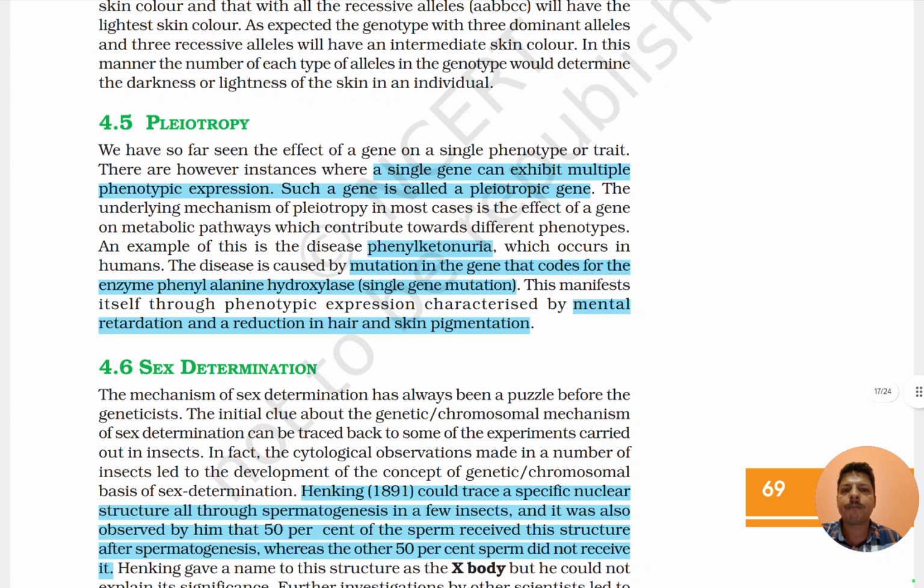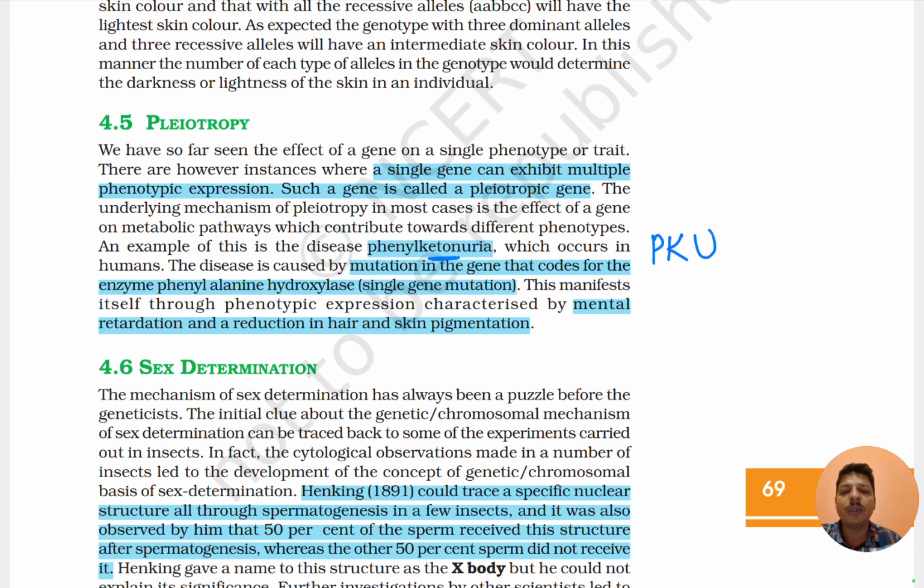Next, pleiotropy. Pleiotropy means a single gene can exhibit multiple phenotypic expressions. Such genes are called pleiotropic genes, and there are some examples. The disease is called phenylketonuria, in short PKU, which occurs in humans.